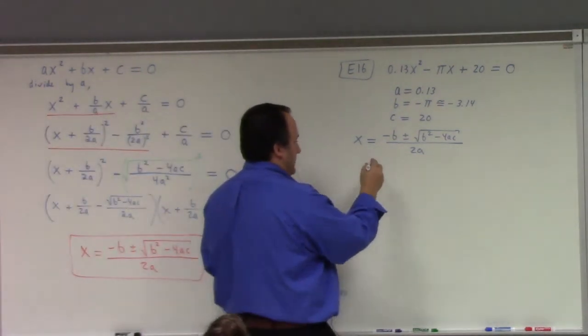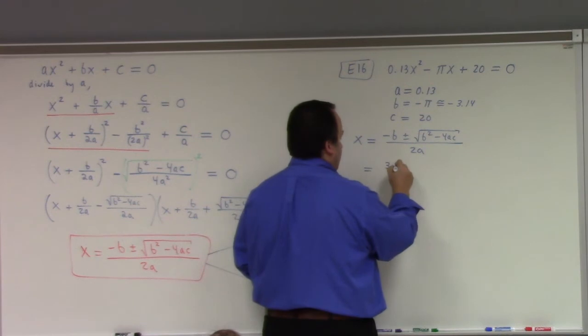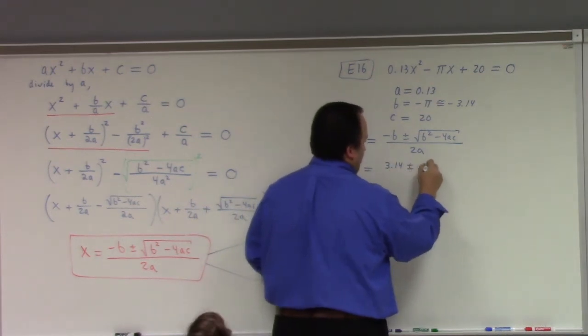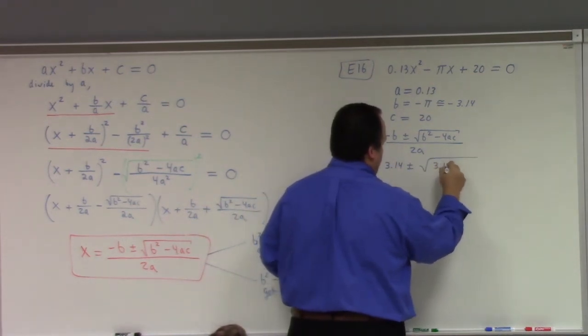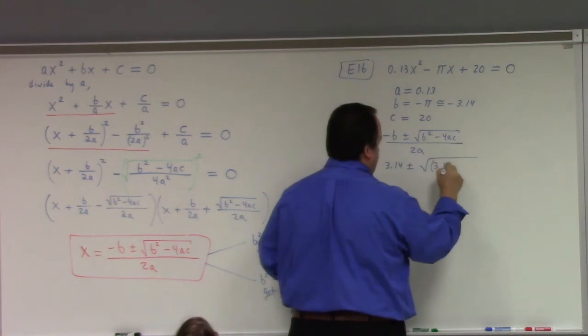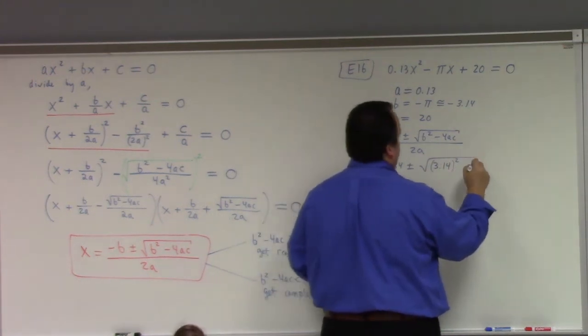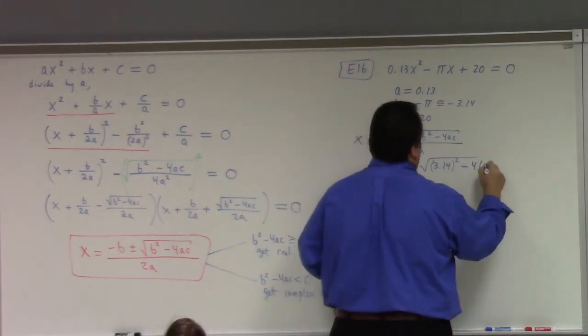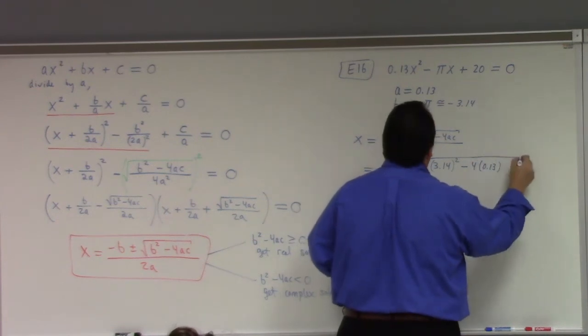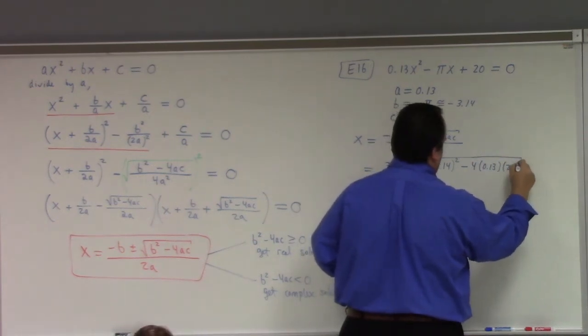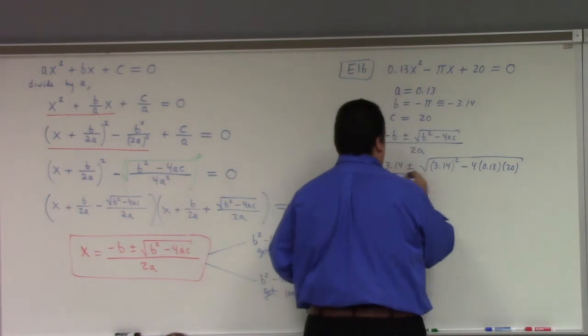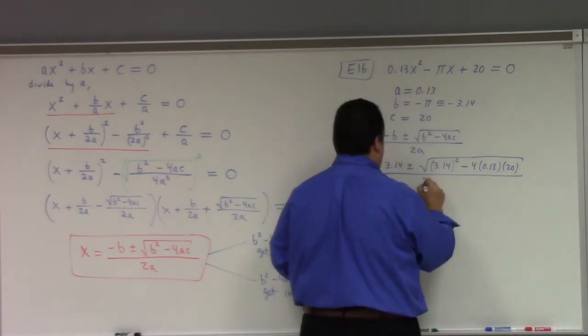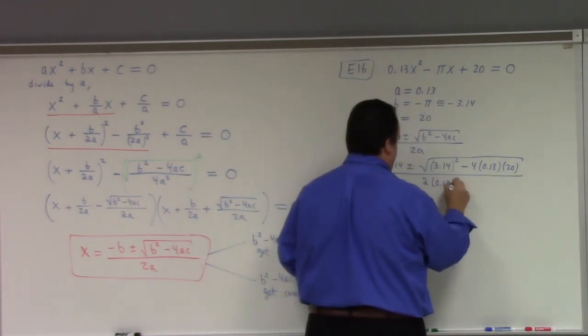Okay, so here, it's kind of ugly, but here it is. 3.14 plus or minus the square root of 3.14 squared. The minus gets eaten up in the square, right? And then minus 4ac, so minus 4 times 0.13 times c, which was 20, divided by 2 times 0.13. All right?